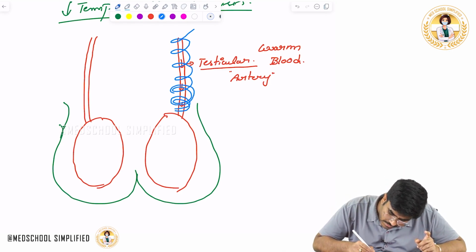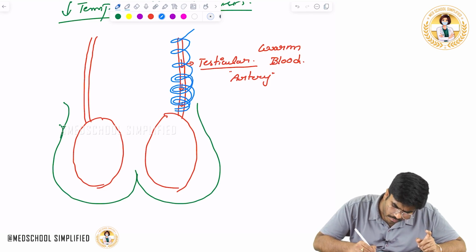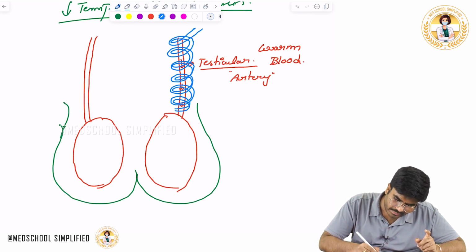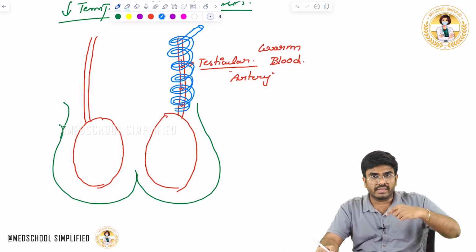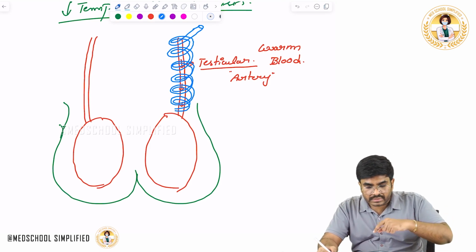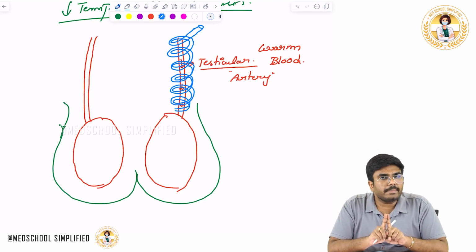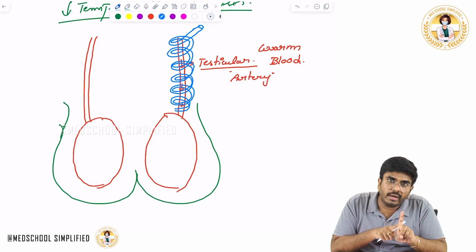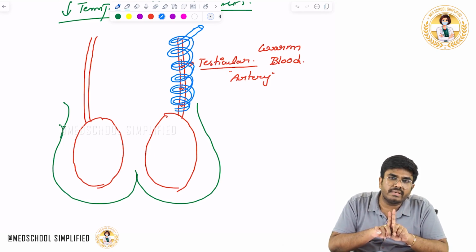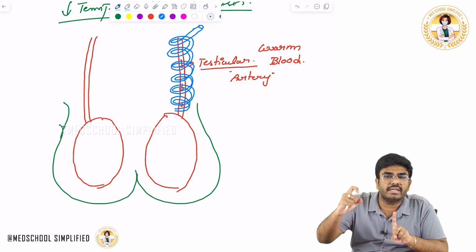What is this network of blood vessels that I am showing here? This is called the pampiniform plexus of veins. Okay, what will they do? They are just near the testicular artery. So, the testicular artery is trying to bring the warm blood into the testis, but this venous blood which is going back will exchange the heat.